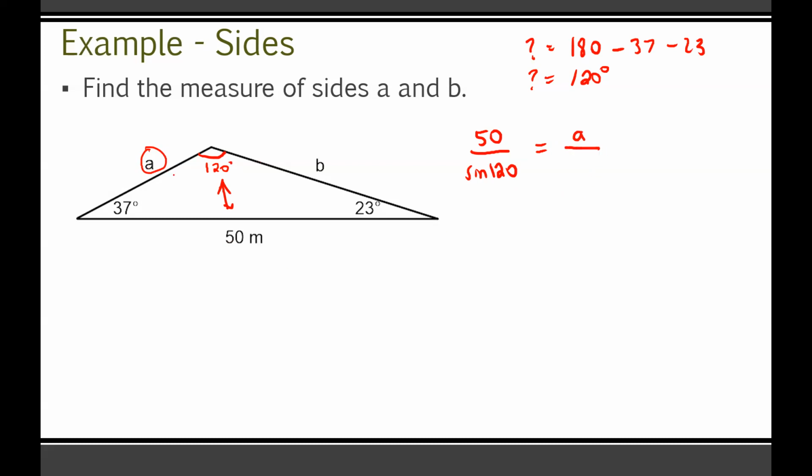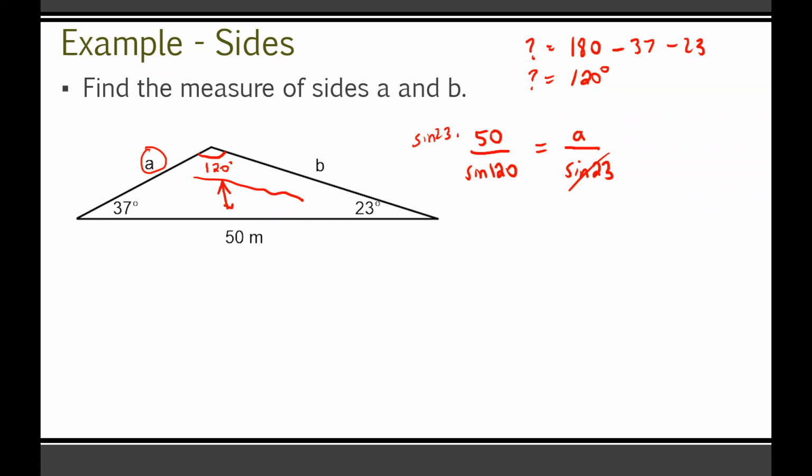So A over sine of the angle across from it. Well, the angle across from A is 23 degrees. So sine 23. We want to get A all by itself, so let's multiply sine 23 to the other side. So we're going to multiply that over. Sine 23 is going to multiply by this. So sine 23 times 50 divided by sine 120.